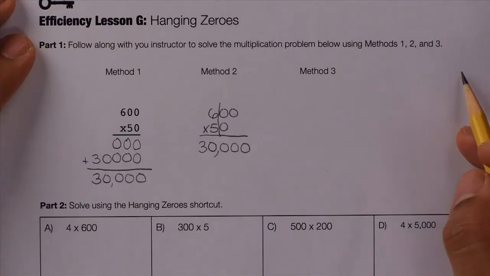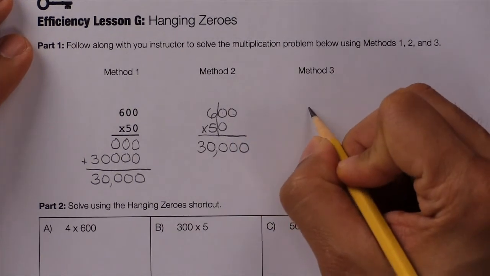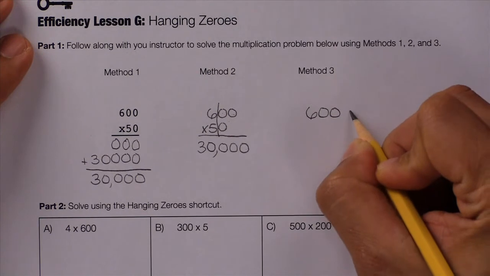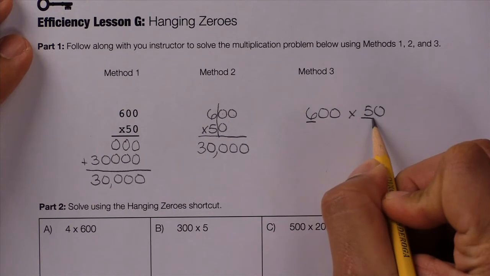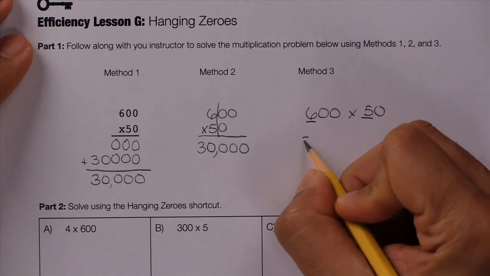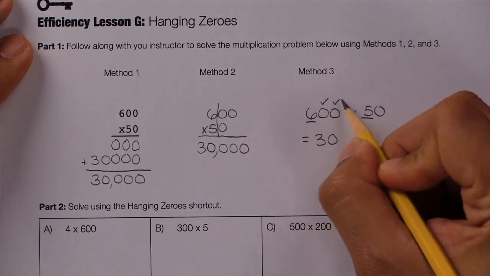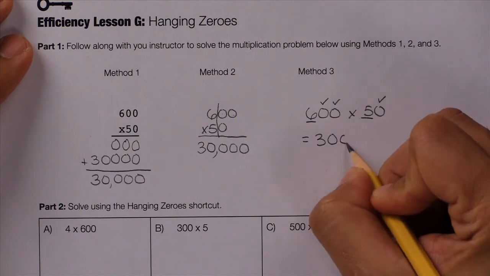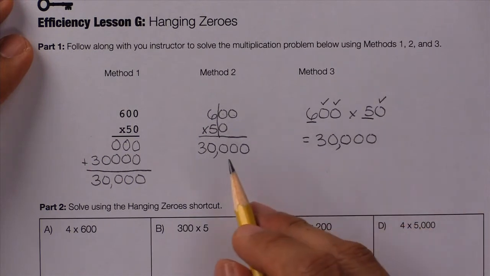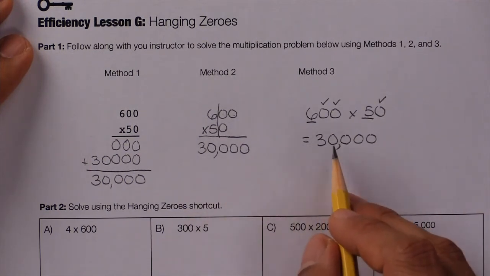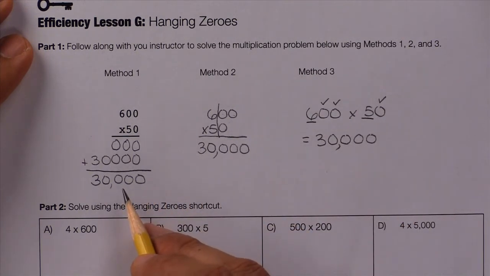Now let's try method 3. Instead of writing the problem vertically like we did here, we'll write it horizontally. So here's 600 times 50. And let's do 6 times 5 first. That gives us 30. And now how many hanging zeros do we have? 1, 2, 3. So write 1, 2, 3 hanging zeros. And we have the same answer of 30,000. And again, this only took 5 steps as well. And it's a lot better than taking 13 steps.